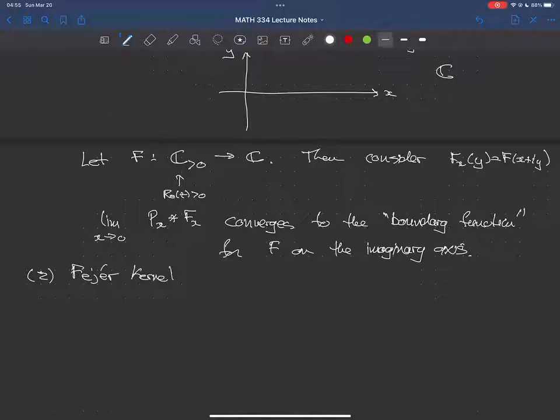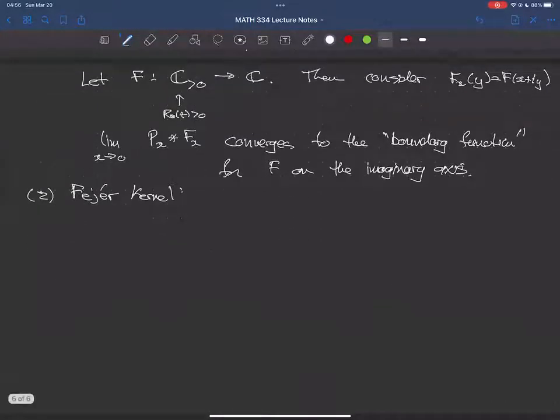All right, so you see these kernel functions now starting to appear, and these are very important in many areas of application, but especially for Fourier analysis is where we're going to see these things. Okay. All right, so the Fejér kernel is defined like so. Again, it depends on a parameter, which I'll call capital omega.